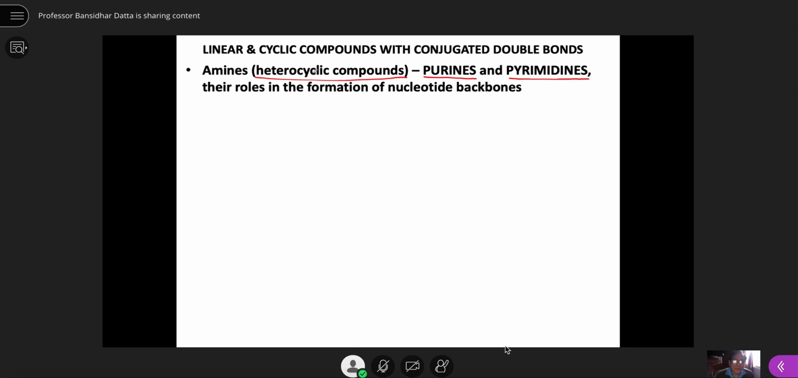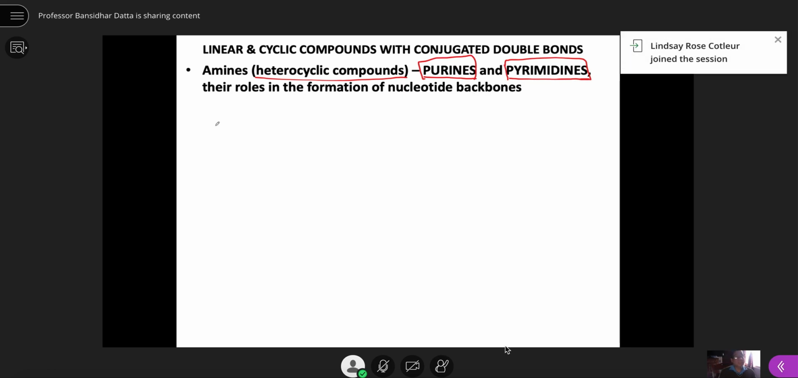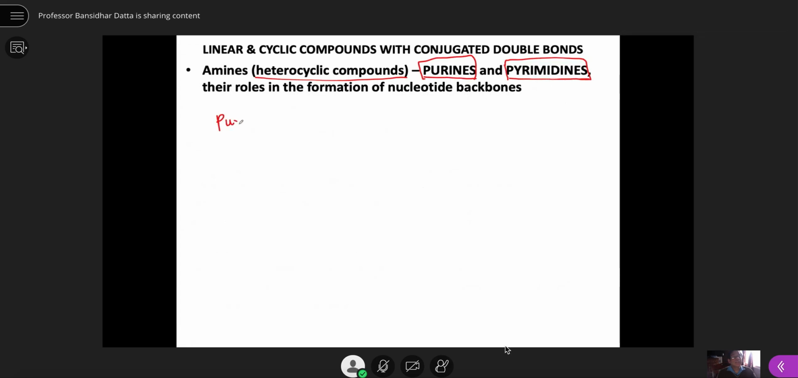So what are heterocyclic compounds? They have a hetero atom, meaning they could have nitrogen, sulfur, oxygen, etc., along with carbon and hydrogen. There are many heterocyclic compounds. One family is called the purine family, the other is called the pyrimidine family. The skeleton of the purines looks like this. It is a basic structure. Please write down with me.